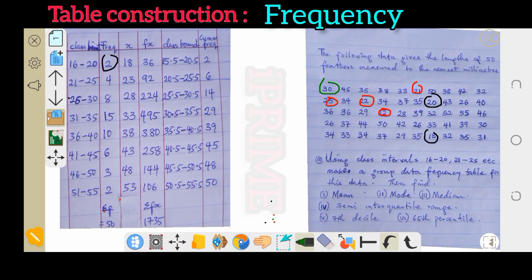1, 2, 3, 4. I'm in row 3 now. 4, 5, 6. That's 6 there. These are 6 here. 7. Then we have the last one, 8. So that's how we have 8 here.